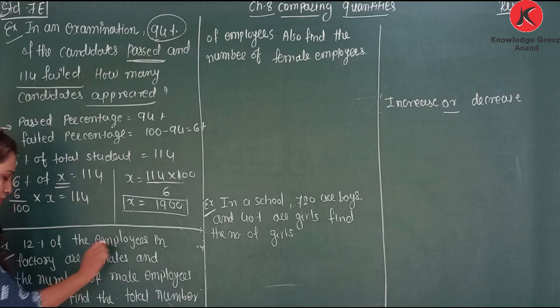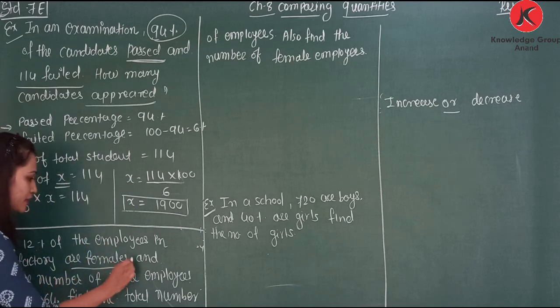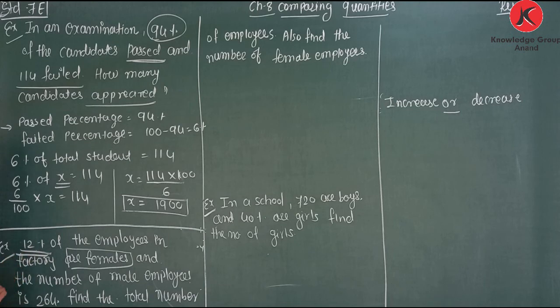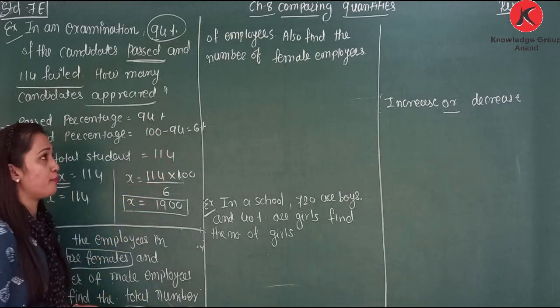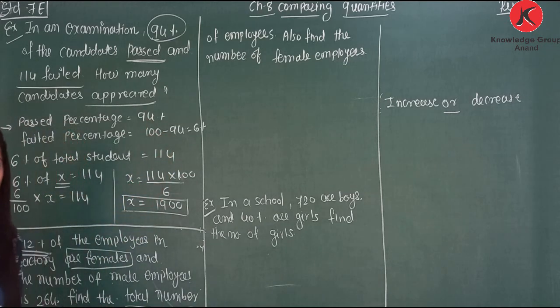12% of employees in a factory are female. Now the female percentage is given. 12% of employees in a factory are female and the number of male employees is 264. Find the total number of employees, and also find the number of female employees. What is given here? The percentage of female employees and the number of male employees. The numbers are different, the percentages are different. So from the percentage we can find the percentage of male employees.